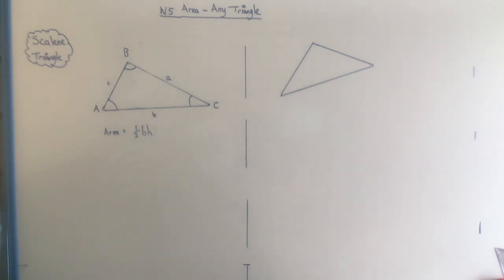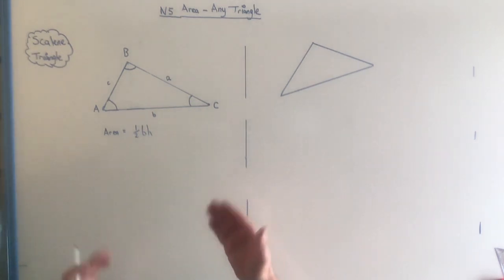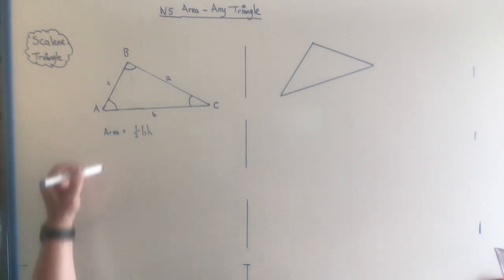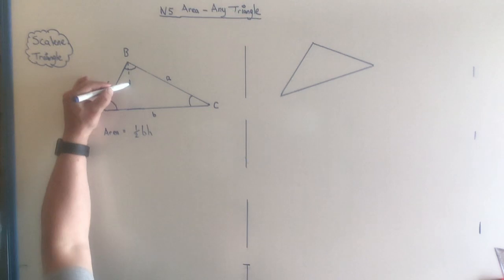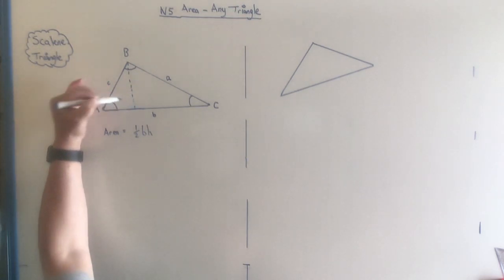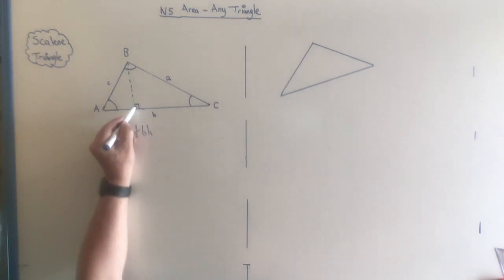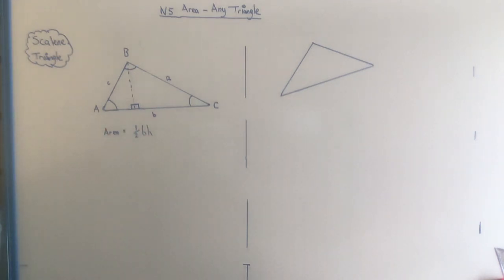So, what happens, we don't know the height here. We don't have the vertical height. Well, the vertical height will be from here, B, straight down, in such a way that it makes a right angle, both of these sides here.